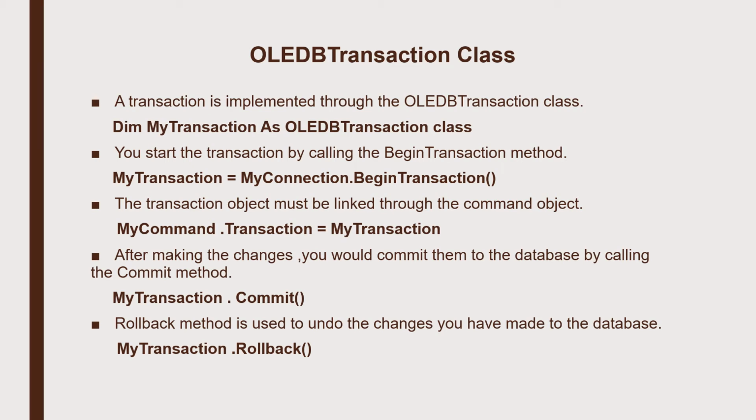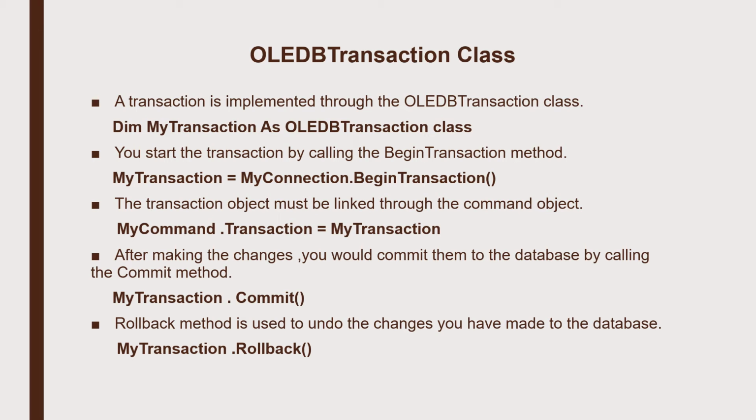OLEDB transaction class. A transaction is implemented through the OLEDB transaction class. Dim my transaction as OLEDB transaction. You start the transaction by calling the begin transaction method of the OLEDB connection class, which returns an instance of an OLEDB transaction class. My transaction equal to my connection dot begin transaction. Then you link the transaction object to the command object that you plan to make the database changes through. So my command dot transaction equal to my transaction.